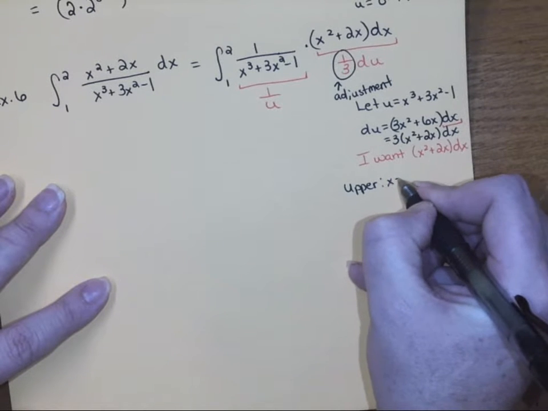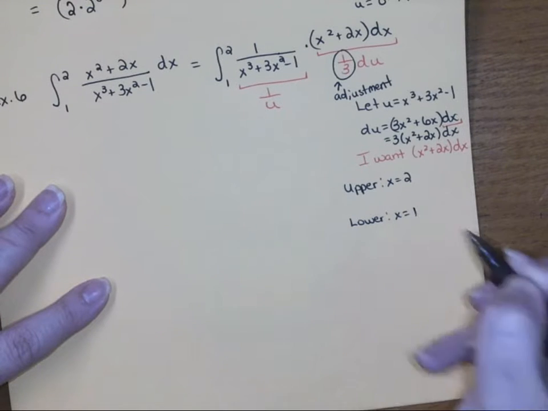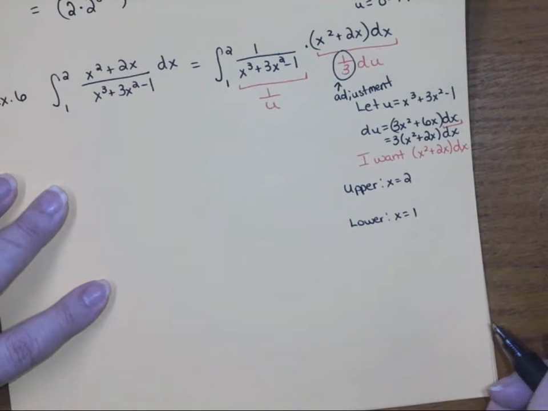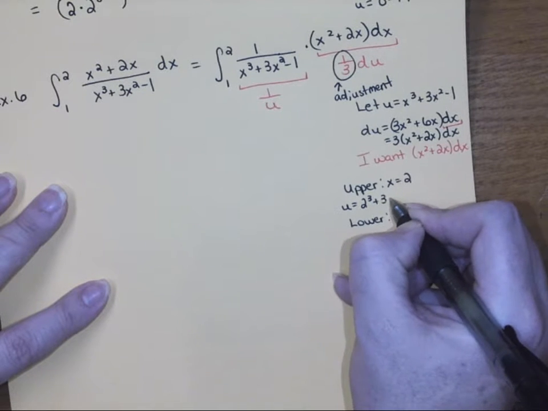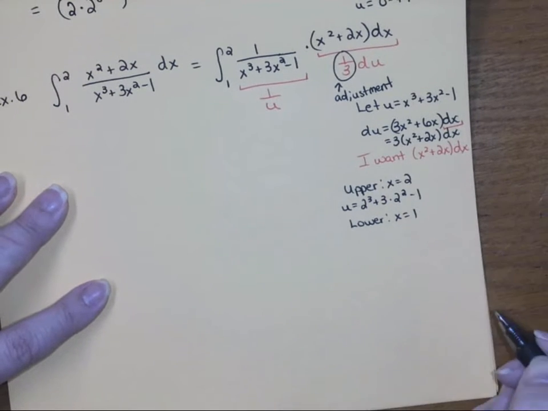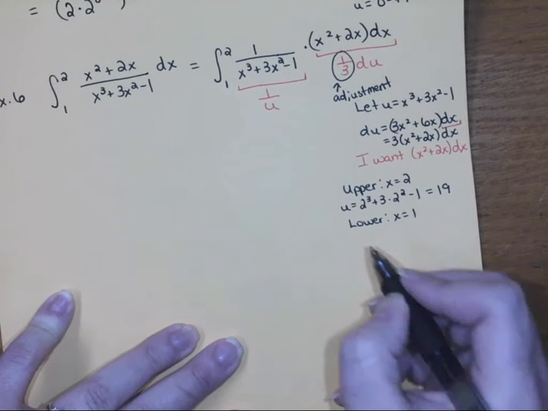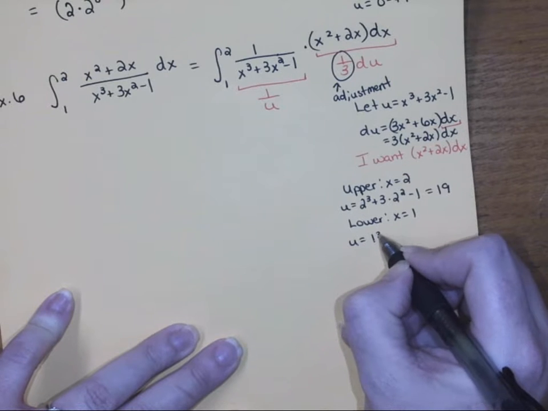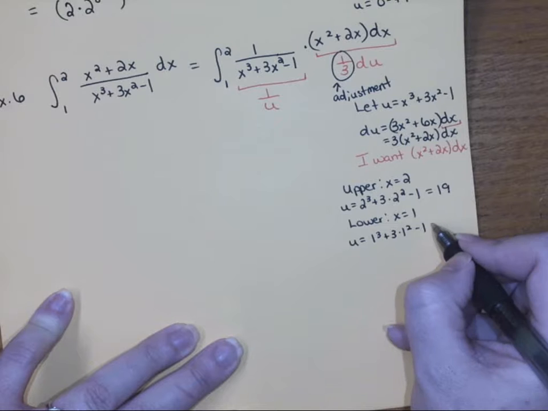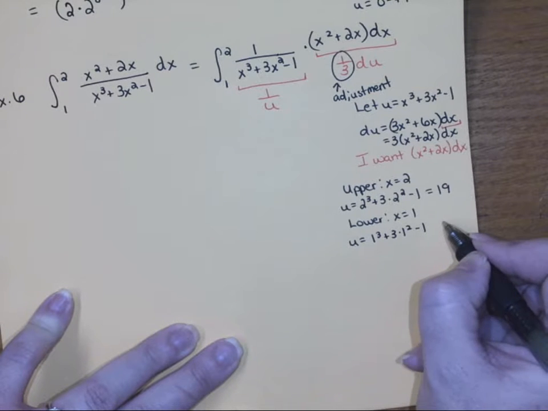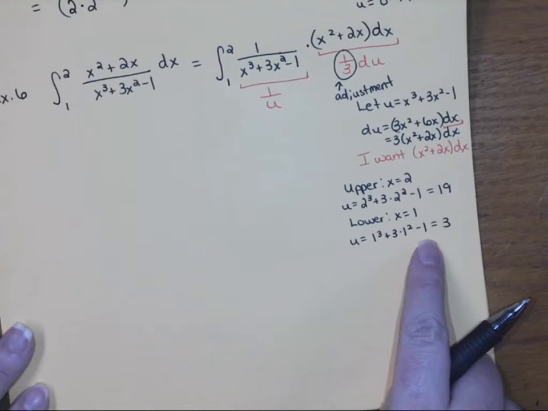So the current upper is x equals 2. The current lower is x equals 1. So we're going to have 2 cubed plus 3 times 2 squared minus 1. So let your calculator do that, but it comes out to be 19. Here you're going to get 1 cubed plus 3 times 1 squared minus 1, or 1. Sorry, that's not 1, that would be 3. Because it'd be 1 plus 3, which is 4, minus 1, which is 3.